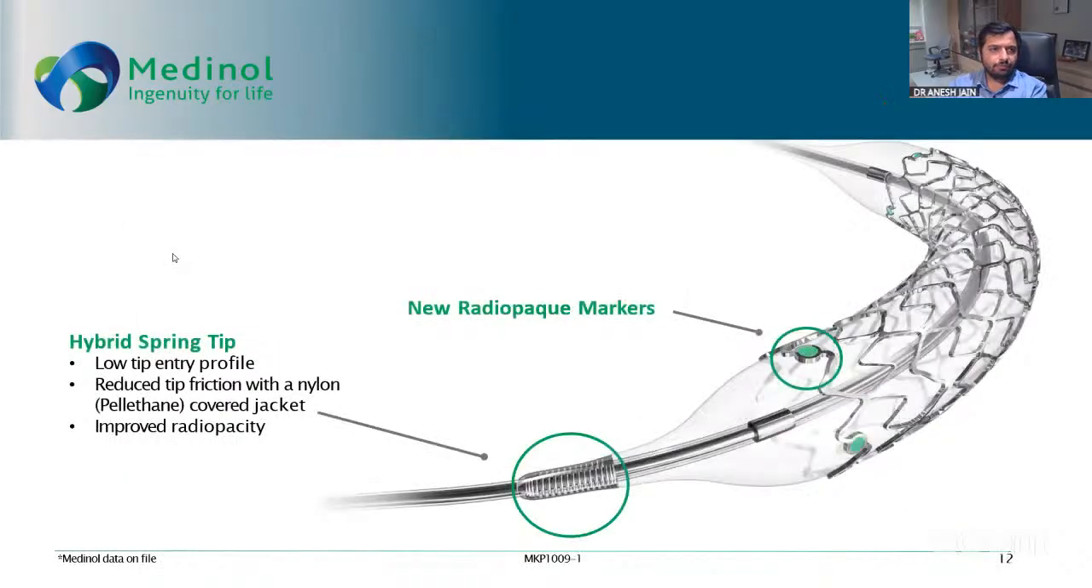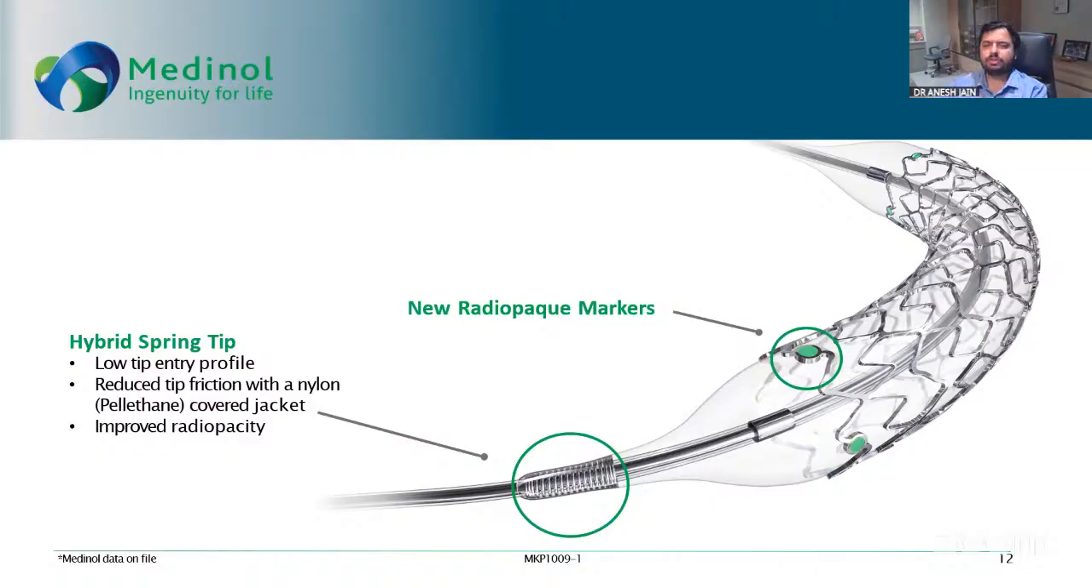And one more thing which again caught my attention was its hybrid spring tip, which had a very low tip entry profile, and the trackability has improved because of this spring tip marker. And obviously, as everyone has mentioned about its radio opaque markers, that has definitely improved placement of the stent and reduced the radiation dose overall, as well as helped in ostial placement of stents.